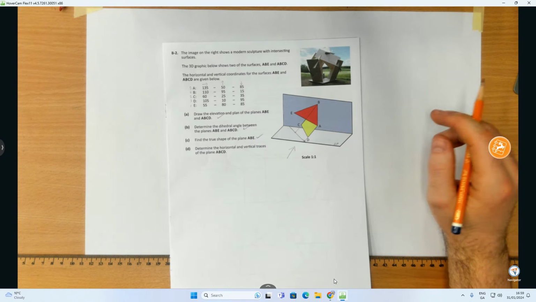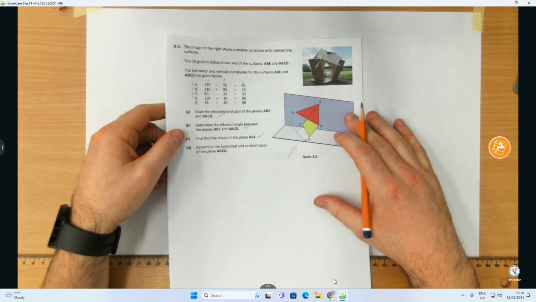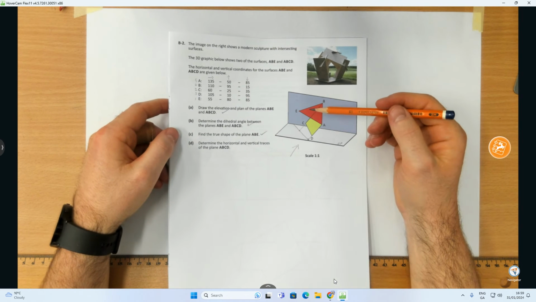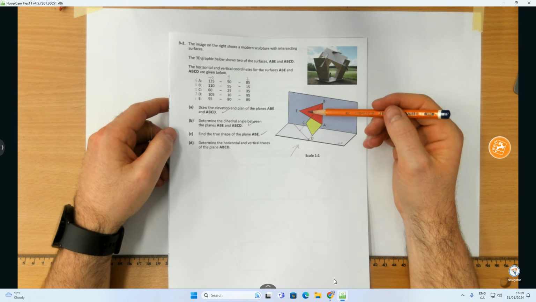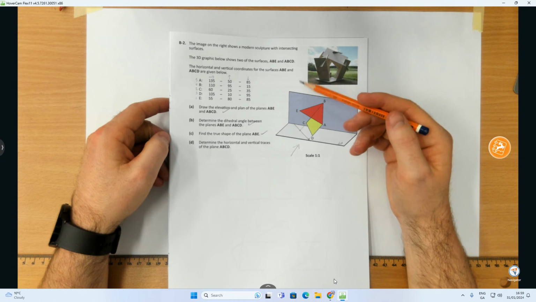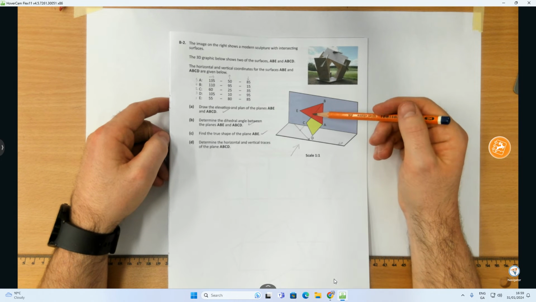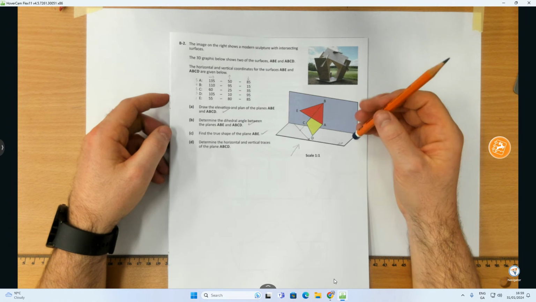Hi folks, so what we're going to do here in this question is complete a question from the 2024 mock. It's from the Exam Craft paper, and it was B2 on the paper, based on the oblique plane and intersecting planes.